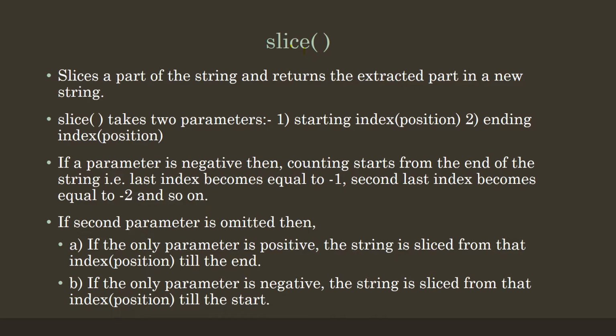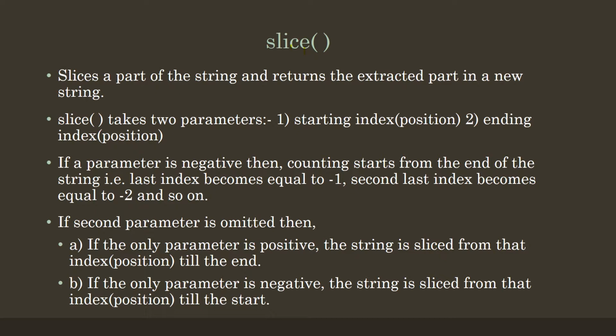So the slice method takes in two parameters, the first one being the starting index or position, and the second one being the ending index or position. Since both are indices, these two parameters can either be positive or negative. When these parameters are negative, the counting starts from the end of the string. So the last character becomes -1, the second last character's index becomes -2, and so on.